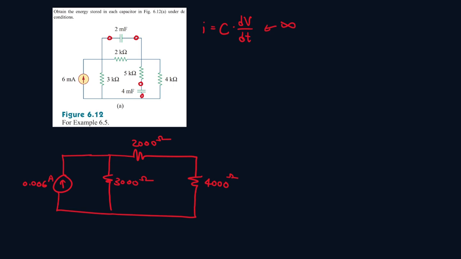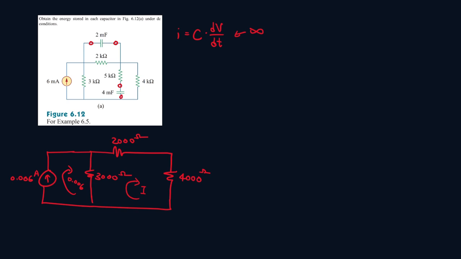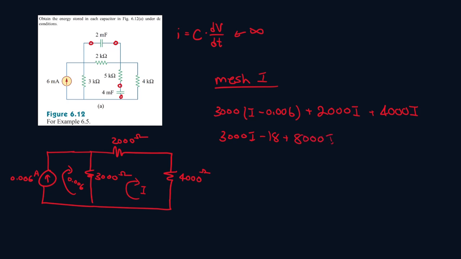Now what we want to do is try to find the current passing through this region. So let's do mesh. This will be 0.006 amps, and for this one, let's call this value I. Okay, so let's solve for mesh I. For mesh I, it will be 3000 I minus 0.006 plus 2000 I plus 4000 I. Now we can solve for I. So it will be 3000 I, so 0.006 times 3000, that's minus 18, plus 8000 I.